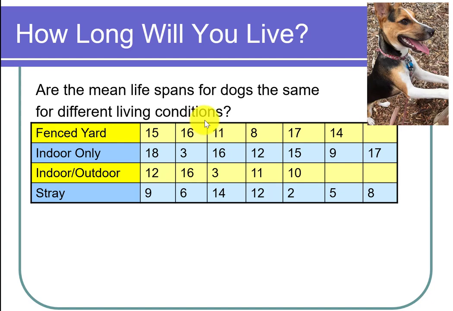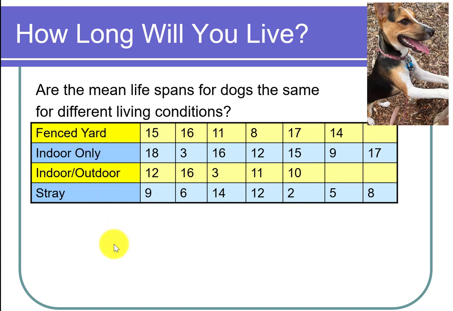So we can imagine that they went and they tracked a bunch of dogs that lived in a fenced yard, a bunch of dogs that always are indoor, they never are let outside, then a bunch of dogs that are a mix of indoor and outdoor. Then you got stray dogs. And the question is, is the population mean lifespan the same?